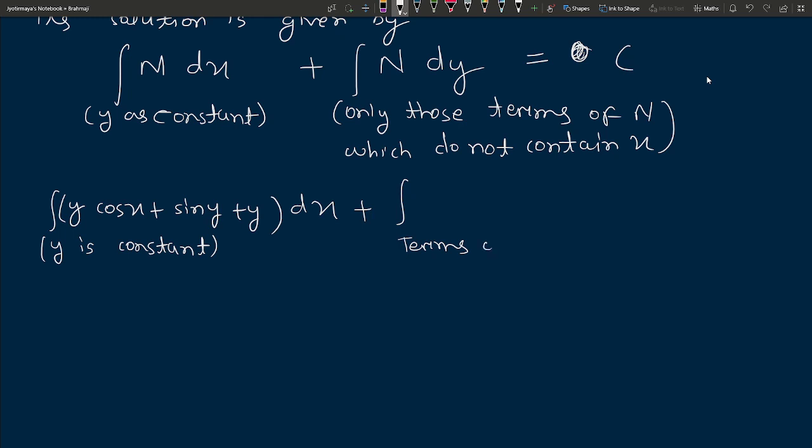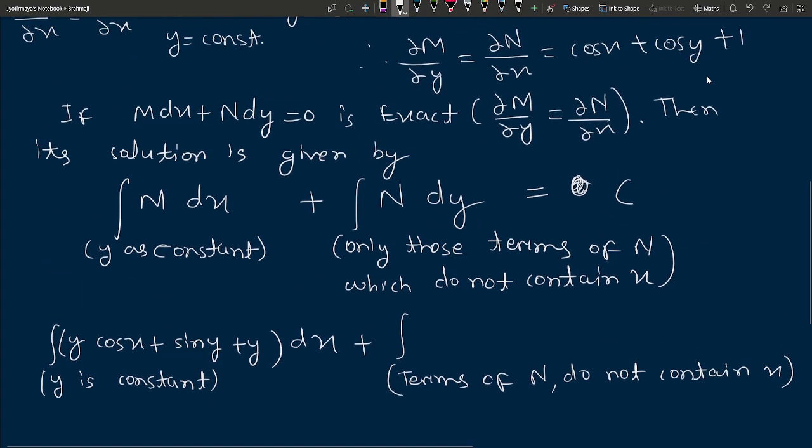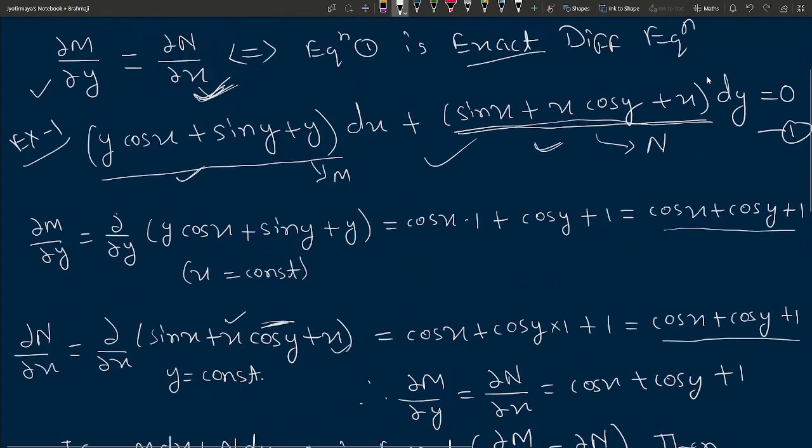You will write here terms of N that do not contain x, only those terms of N that do not contain x. Now what is my N? My N is sin x, but here is x, so you will not write sin x. x cos y contains x, so you will not write x cos y. The third term is x, you will not write x. So here N is sin x plus x cos y plus x.